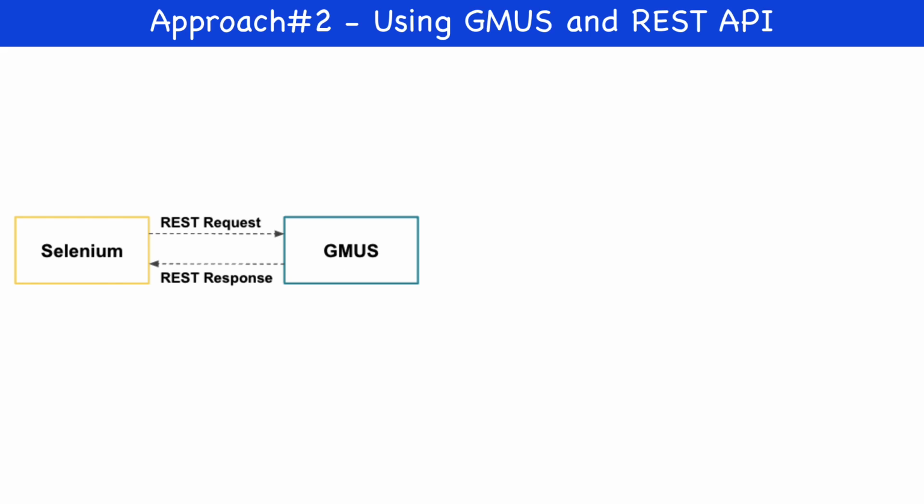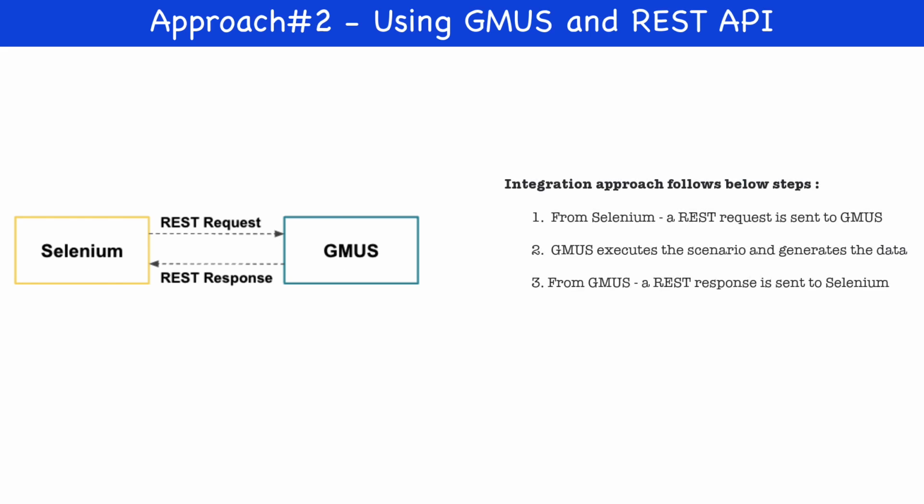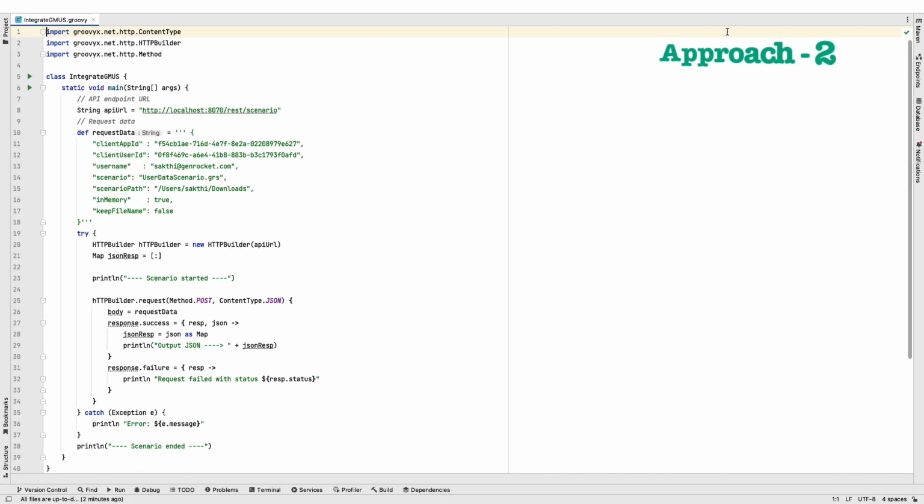The second approach is even more powerful. In this approach, we follow 3 simple steps. During execution, a REST request with payload is sent from Selenium automation scripts to the GMS server. Then the GenRocket multi-user server executes the scenario and generates the data. In the end, a REST response is sent back to Selenium. Let's deep dive on how to integrate using GMS and REST API from our code base.